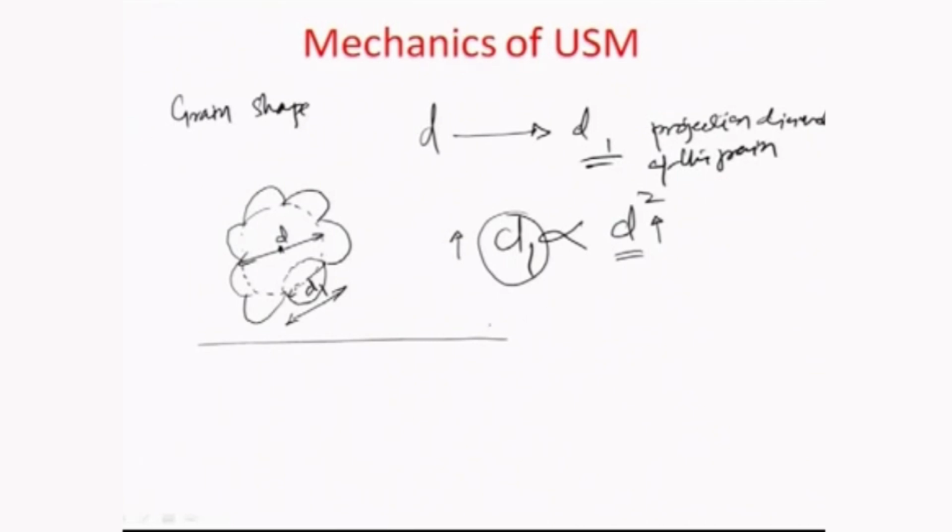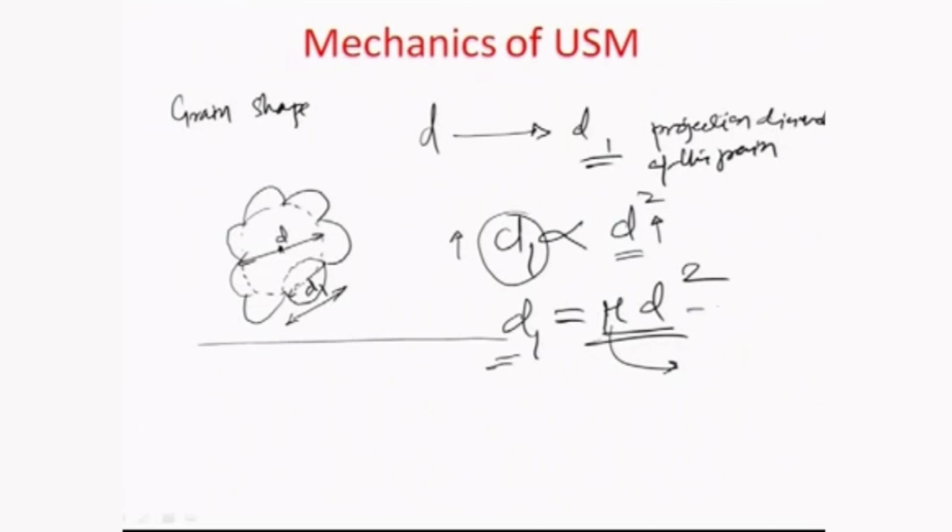And therefore, it is safe to assume that d1 is actually equal to a constant mu times the square of d, and this mu can vary between close to 1 or somewhere less than 1, and that way you can have a very nice formulation between d1 and square of d.